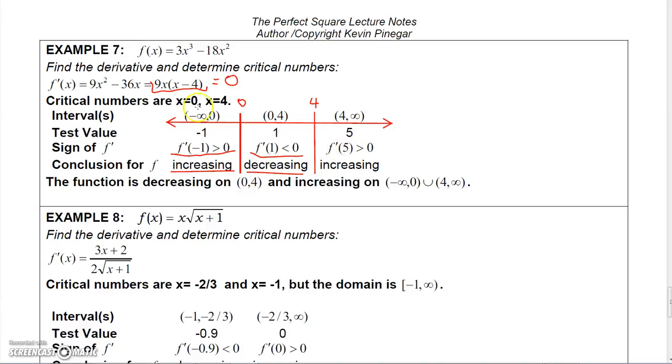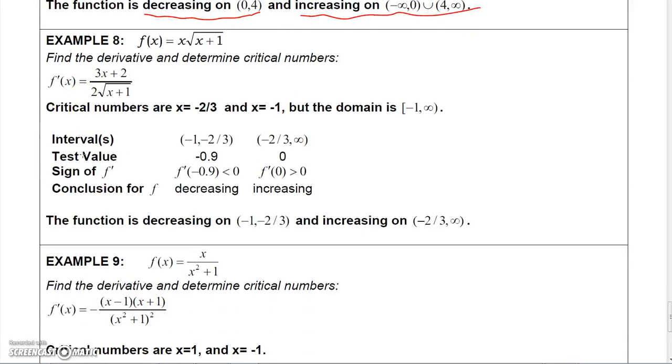And then if I plug 5 in, I'm going to get a positive out here and a positive in here. So positive times positive is positive, so the derivative is positive on that interval, so the function is increasing. And so the function is decreasing in the middle, 0 to 4, and it's increasing on the two outer intervals, -infinity to 0 and 4 to infinity.